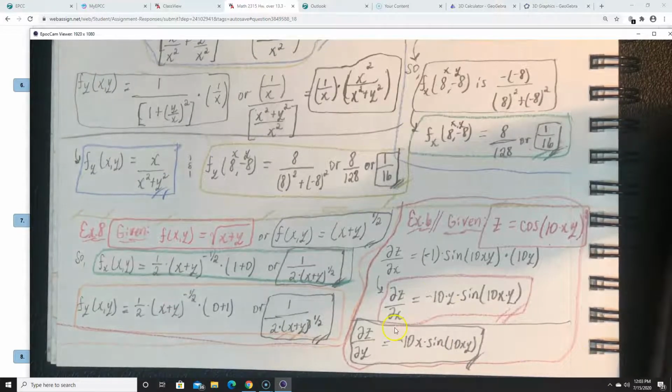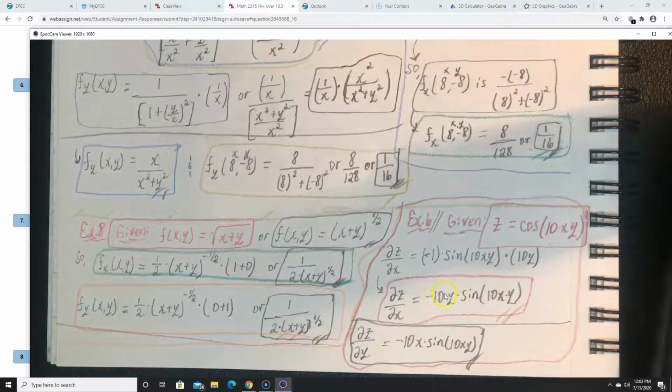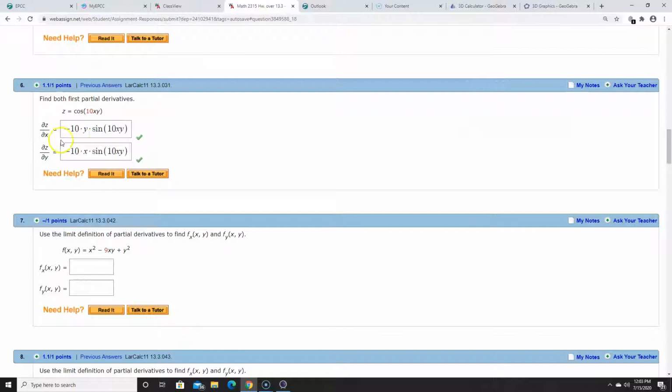So I hope those two partial derivatives are understandable for you. And I just put them in the box here, of course. With respect to x, negative 10y sine of 10xy, and with respect to y, negative 10x sine of 10xy. And we're good. So I hope that's okay, everyone.